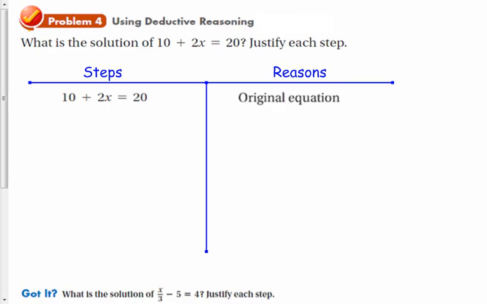All right, we're going to use deductive reasoning here to solve this. And deductive reasoning is to justify your steps logically so that there's only one possible conclusion. And the way we're going to do that is just say what properties we're using, because properties are like laws. So we're thinking about this, and the first thing I'm thinking is I want to subtract 10 from both sides. And the reason I can do that is because there's a subtraction property of equality.